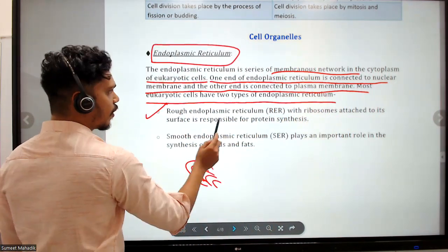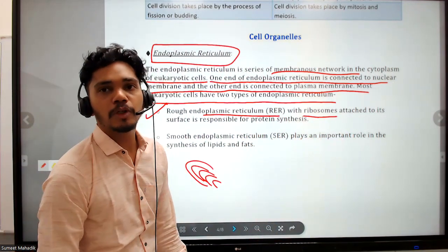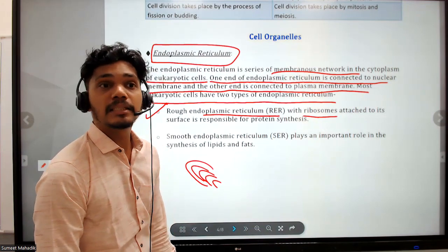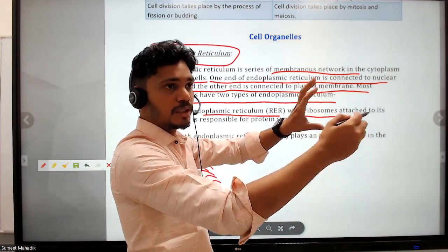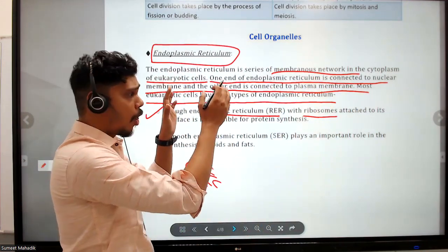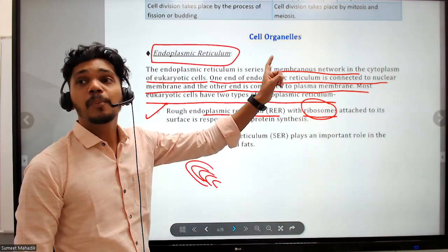First is the rough. Why is it rough? Because it contains the ribosomes. And what is the function of ribosomes? Protein synthesis. So can I say that those membrane-like structures are called the endoplasmic reticulum. On the endoplasmic reticulum, if the ribosomes are present, they are performing the protein synthesis.